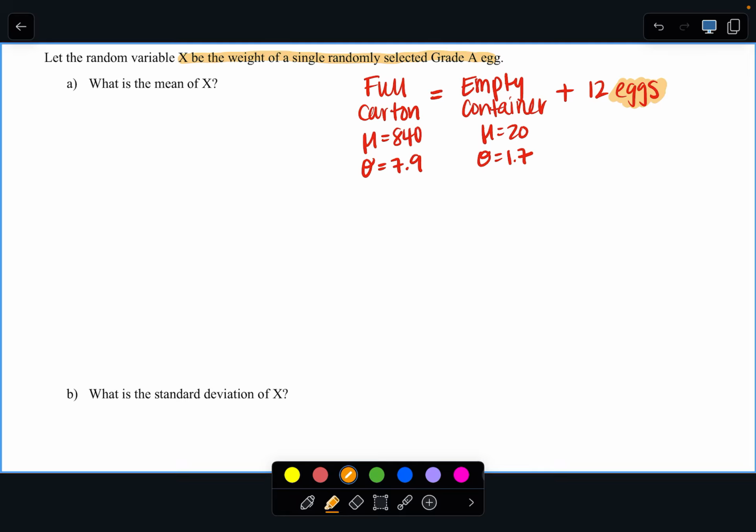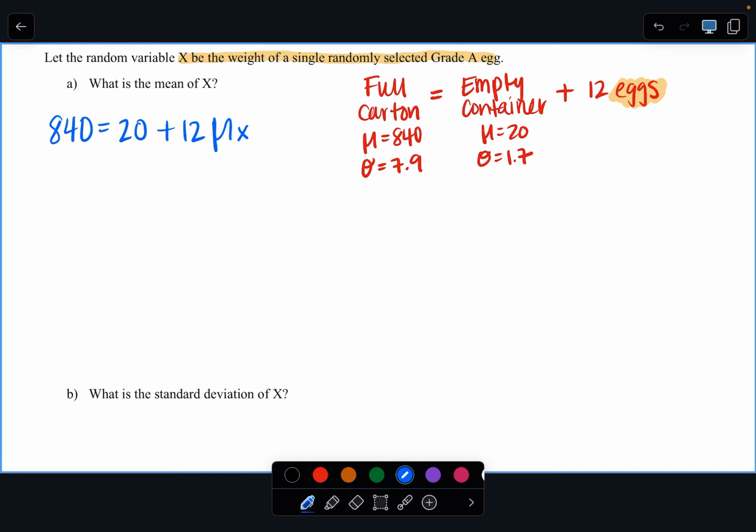So a couple of ways you can approach this. For the mean, this year that they did it, I need to go pull the grading rubric on it. Most people got the mean right, because they're like, okay, I'm trying to solve for eggs. I'm going to do the mean first. I'm going to take the full carton, which is 840. I'm going to take the empty container, which is 20. And I know that there are 12 eggs, so 12 mu x. And they solved for mu of x, which is correct, which is what you should be doing.